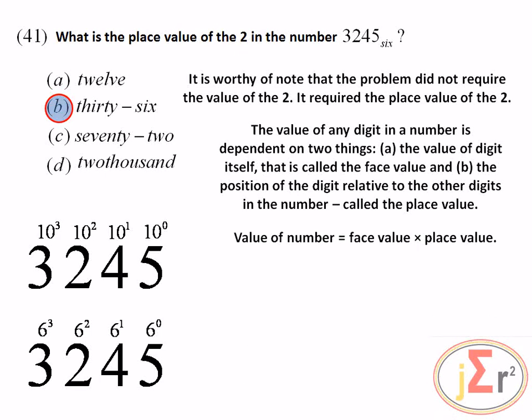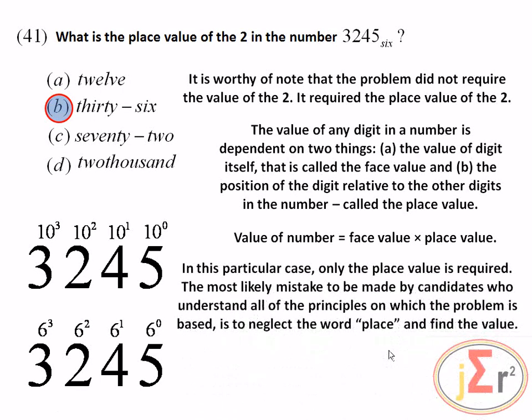Value of number is equal to face value multiplied by place value. The face value is the value of the digit itself, and the place value is the value of the digit because of its position relative to the other digits that are in the number. In this particular case, only the place value is required.